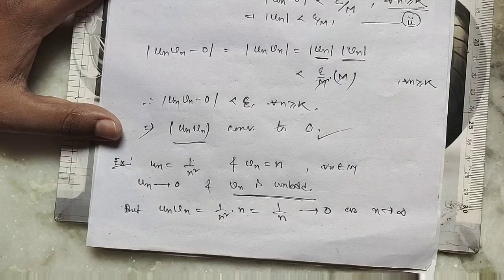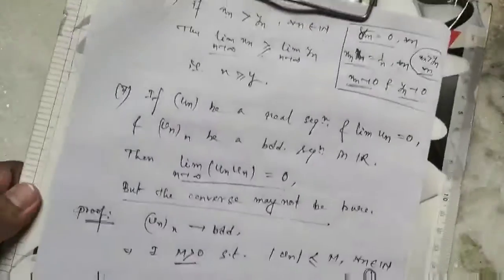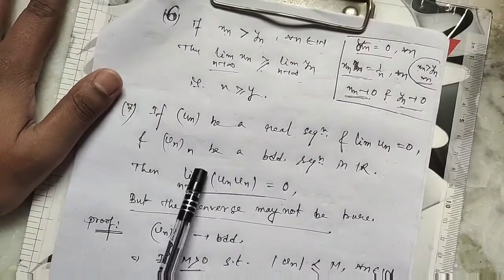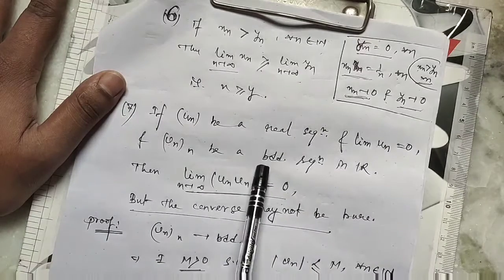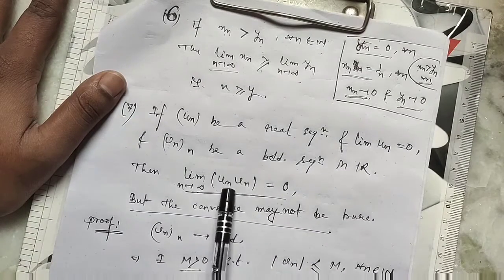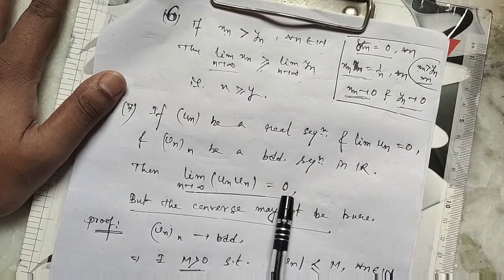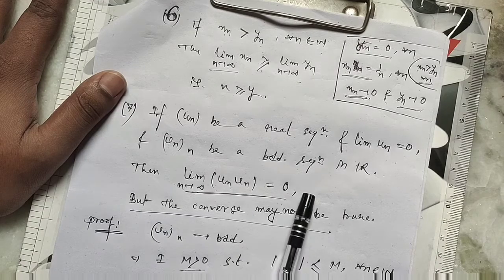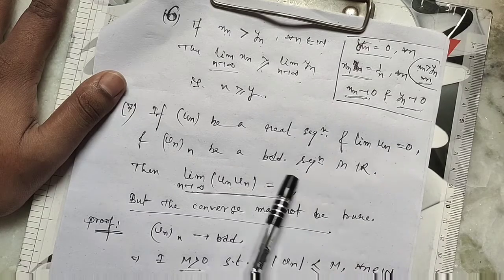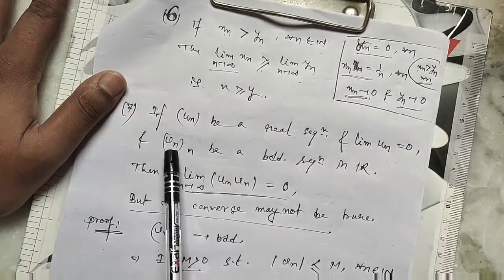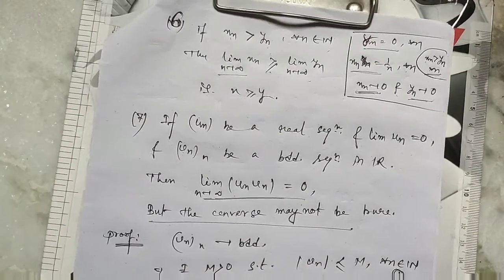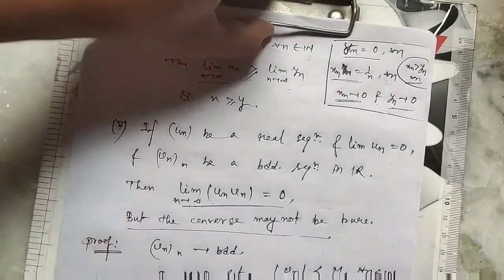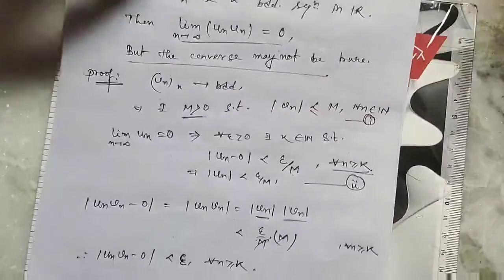Okay, so if un converges to 0 and vn is bounded, then un vn must converge to 0. But if un converges to 0 and even vn converges to 0, then vn may not be bounded. Okay, so this is the proof of this result.